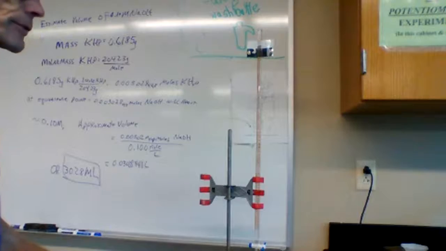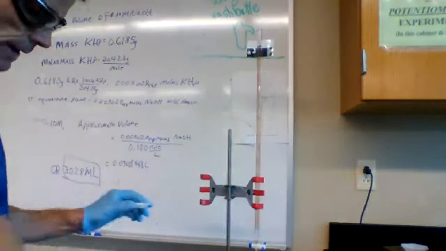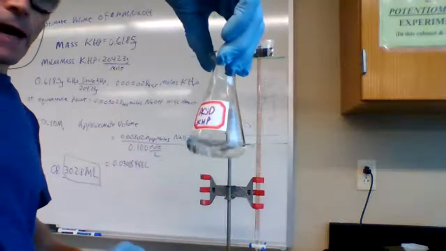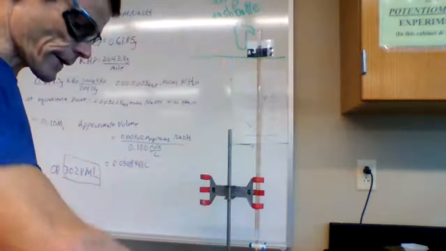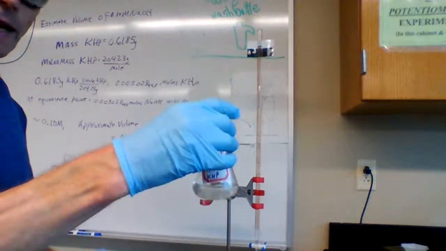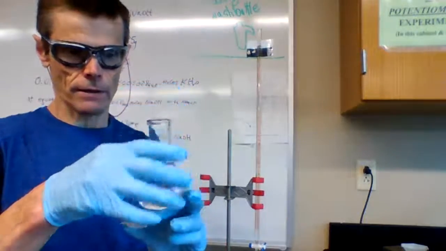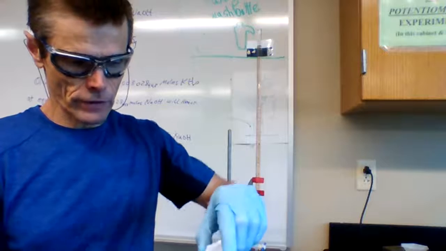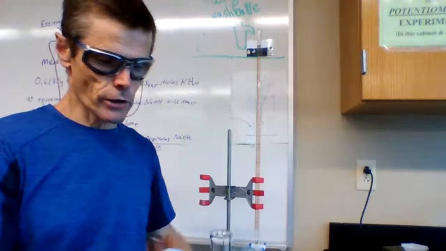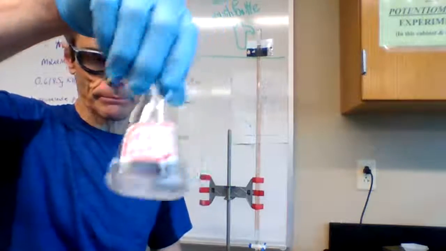I have the KHP that I weighed out earlier here in our weighing dish. And I have an Erlenmeyer flask that has some deionized water in it. I put approximately 50 milliliters. And now I'm simply going to add my KHP to the Erlenmeyer flask and slowly swirl it to ensure that it dissolves completely.